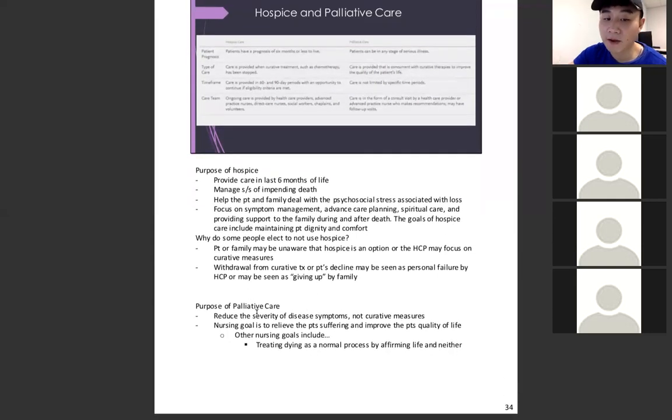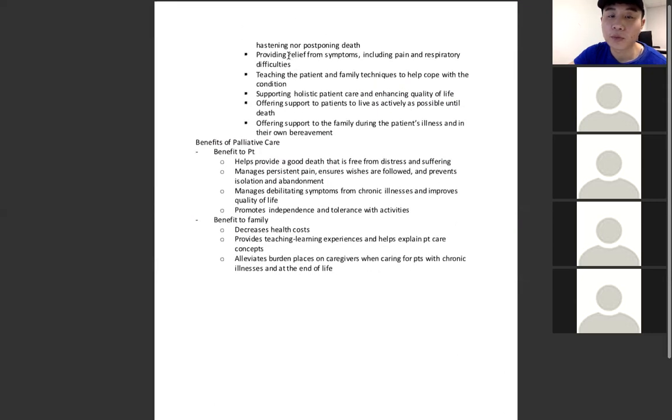The purpose of palliative care is to reduce the severity of disease symptoms. It's also not a curative measure. The nursing goal is to relieve the patient's suffering and improve quality of life. Other nursing goals include treating dying as a normal process by affirming life. We provide relief of symptoms, including pain and respiratory difficulty, and teach the patient to cope with the condition. The benefit of palliative care is helping provide a good death free from distress and suffering, managing persistent pain, and ensuring wishes are followed.